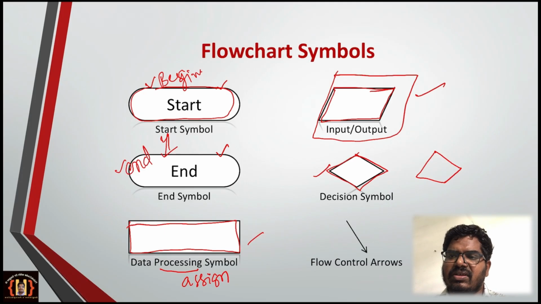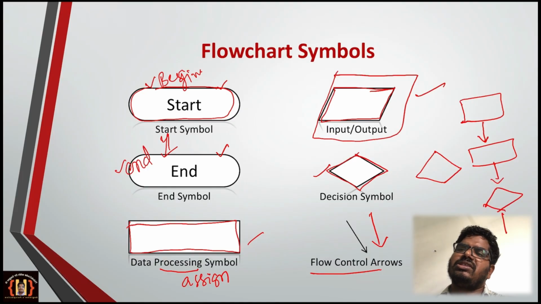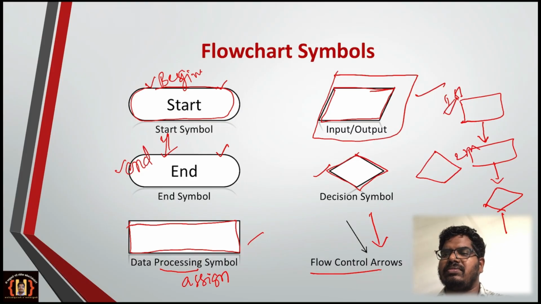Then there is a directed arrow. This indicates the flow of control. Means first what is the instruction to be executed, next what is the instruction to be executed, and so on. So this is the first instruction and this is the second instruction, and so on, right? So these are the symbols we use in representing a flowchart.